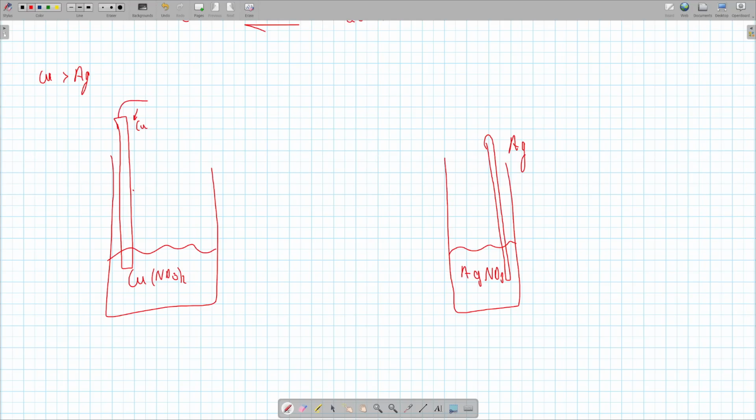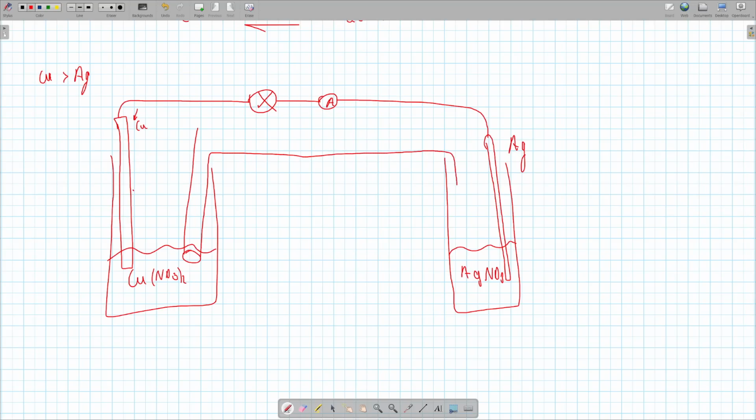Over here, you're going to connect these two rods to, let's say, a light bulb from physics, and an ammeter to measure electric current. Then you're going to connect these two circuits. You need to close the circuit because it's open over here, right? You're going to close it by adding a salt bridge. Without the salt bridge, the reaction cannot take place. This is the salt bridge.